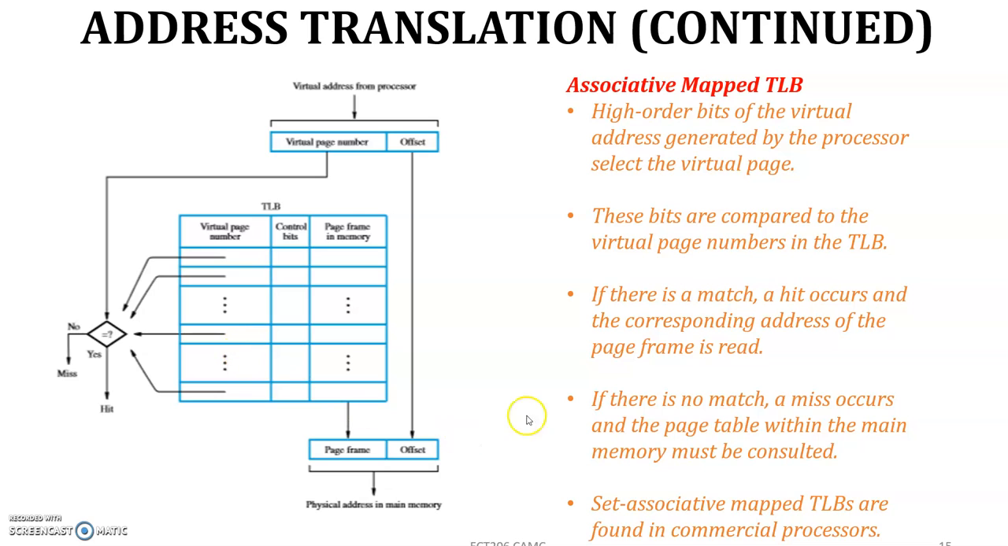A set associative mapped TLB is found in commercial processors. Here it is associative mapped. We already discussed, when we studied cache memory, what associative mapping, direct mapping, and set associative mapping are. Associative mapping means we can map to any location in the cache. Here the TLB is the cache of the page table, so a page table entry can be placed in any part of the TLB.